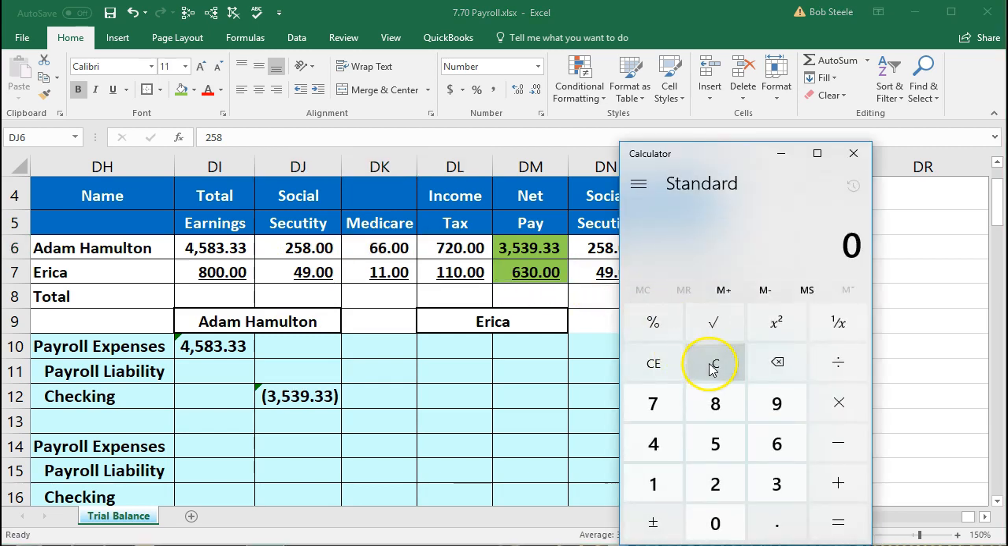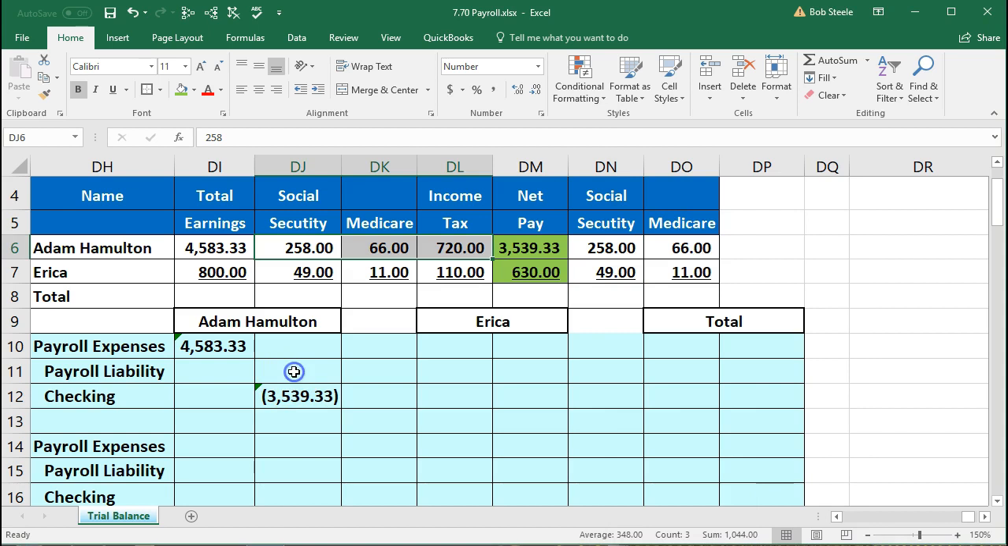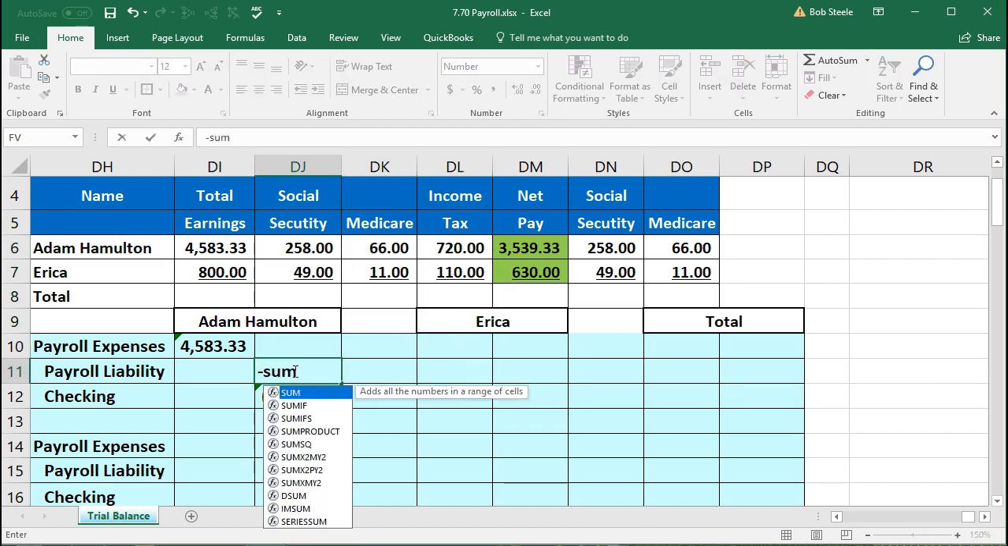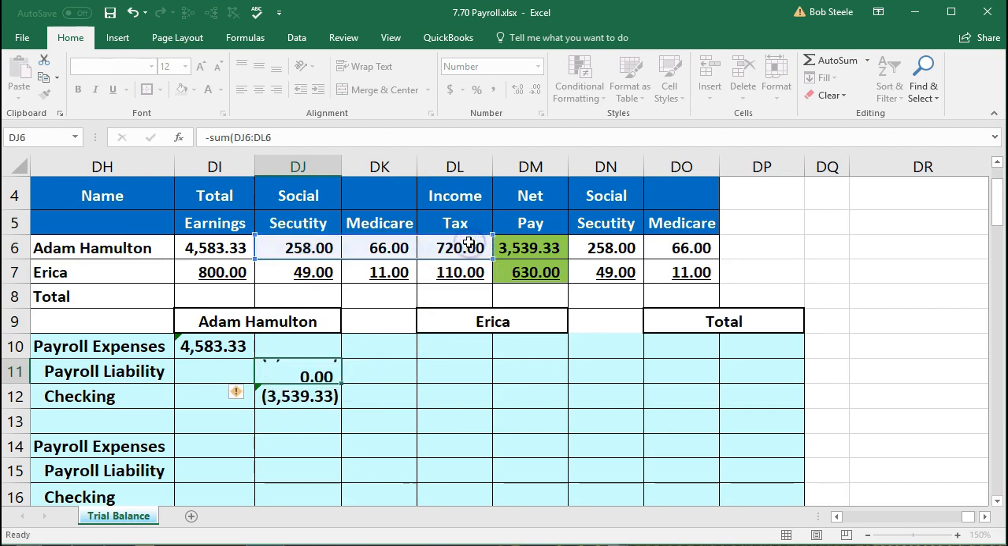Now, the sum of those three amounts, of course, will be the 258 plus the 66 plus the 720, 1,044, which is the difference between the 4583.33 minus the 3539.33. That's what we need here. That's the credit we need. So we're going to put that here. I can do it this way. Negative sum of these three numbers. And that means that now the credits equal the debits. So that's going to be our journal entry. We're going to say that we have an expense, lowering net income of that. But the checking account only went down by that, and the difference here is going to go to payroll liability.